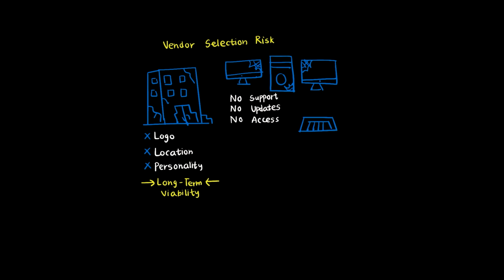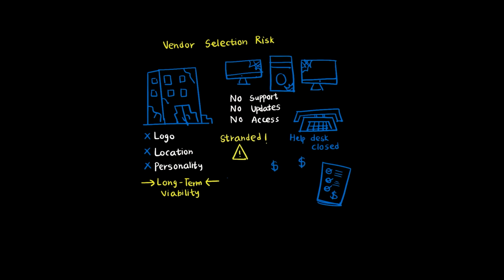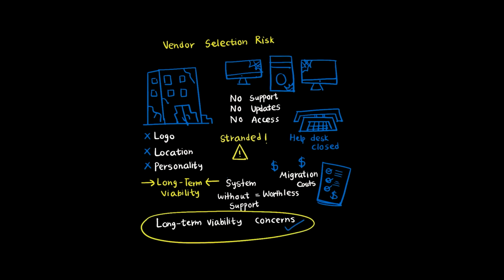Imagine your EHR vendor disappearing overnight. No help desk, no security patches, no upgrade path. You'd face massive migration costs and operational disruption. Financial stability assessment looks at revenue trends, customer base, market position, and debt levels. It's not glamorous, but it's critical. The best system in the world is worthless if the vendor won't be around to support it.